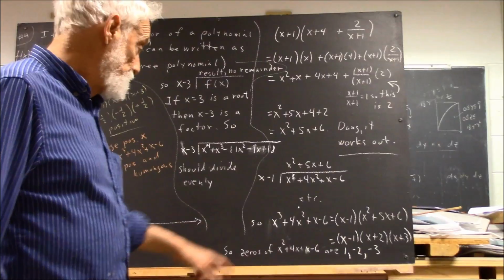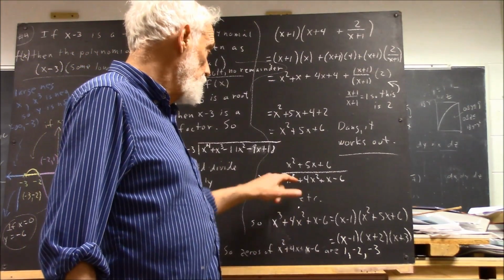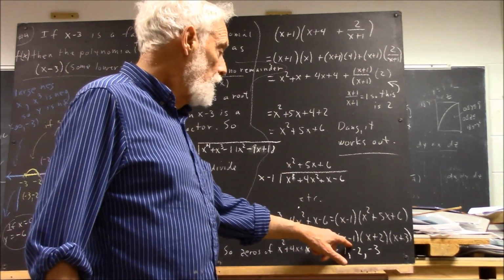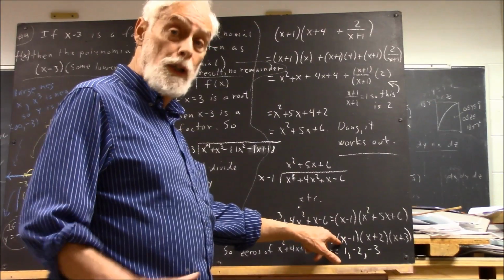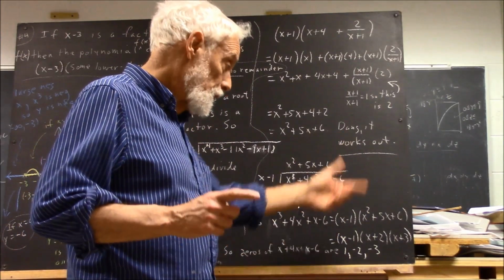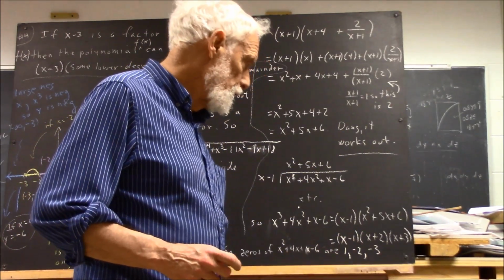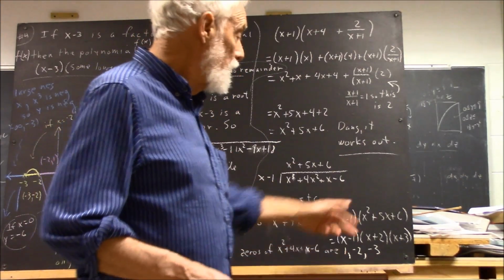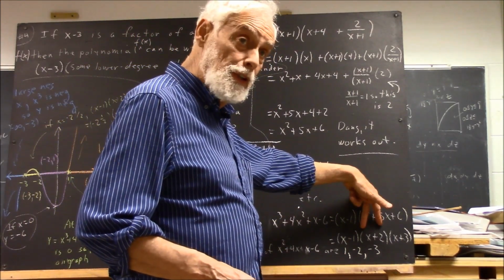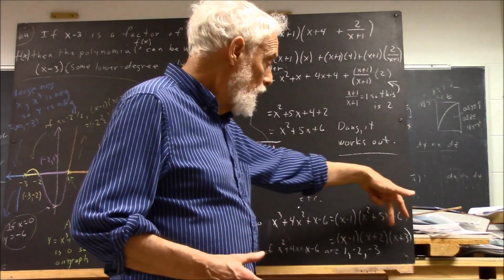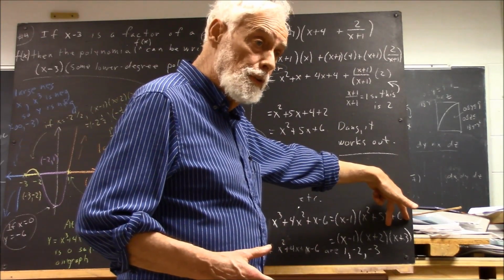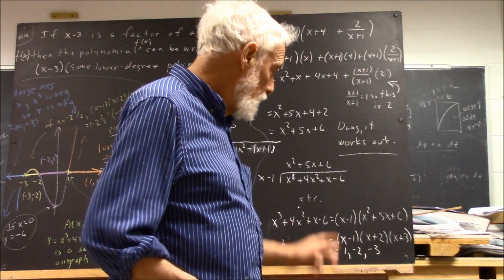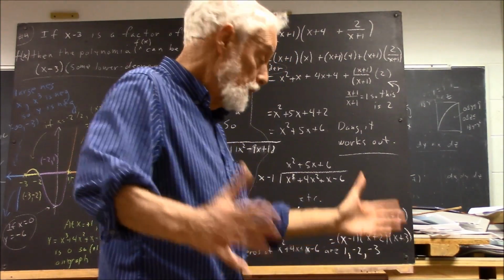Okay, well, this tells us that the zeros of this polynomial are what? From x minus 1, we see that 1 is a 0, because 1 minus 1 is 0. And 0 times all this is 0. And negative 2 is a 0, because that makes this factor 0. And negative 3 is a 0, because that makes this factor 0. Any factor is 0, the product is 0.